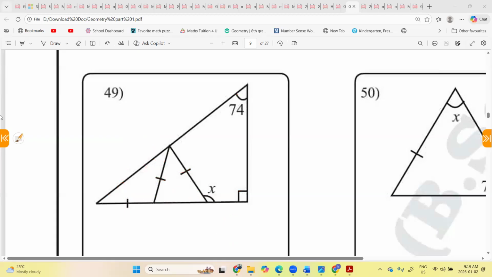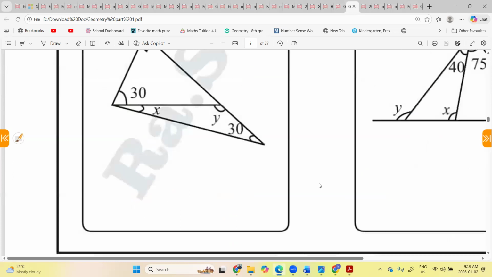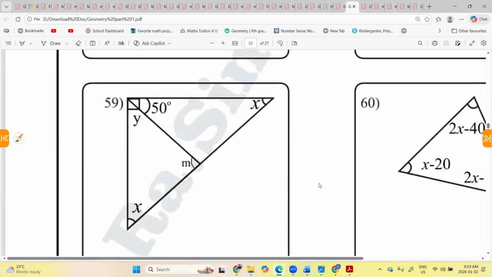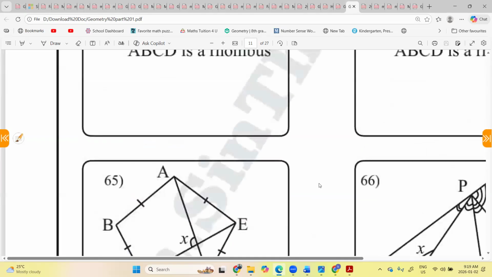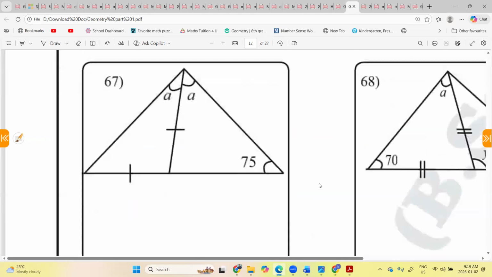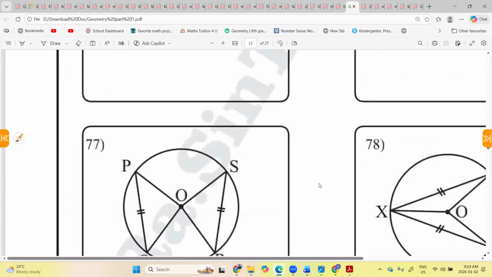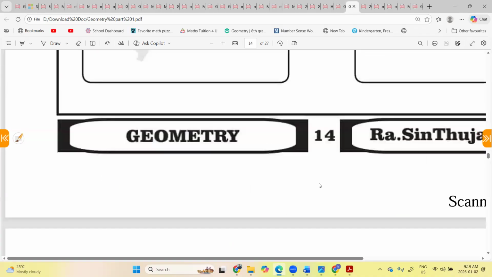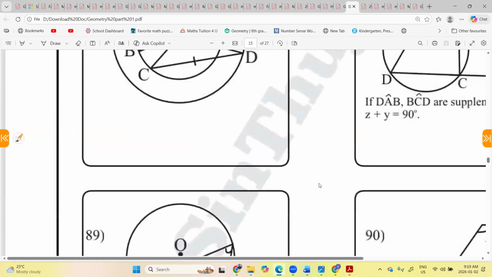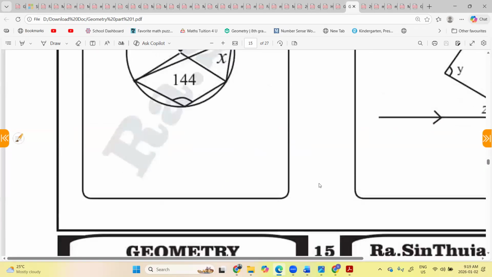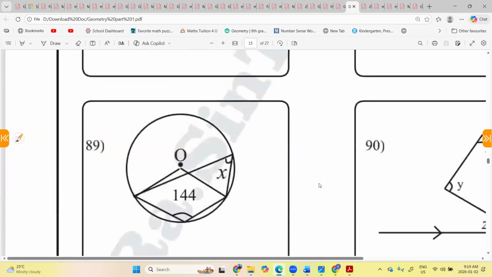Right, now questioning. A lot of questions are there. So we can go to circle, congruency, everything. Right? Question 89. What is the value of x?